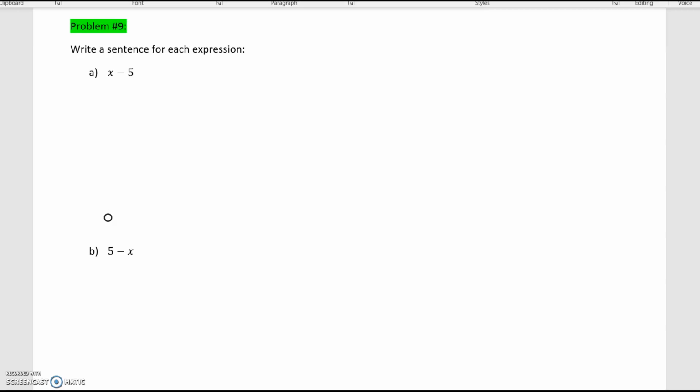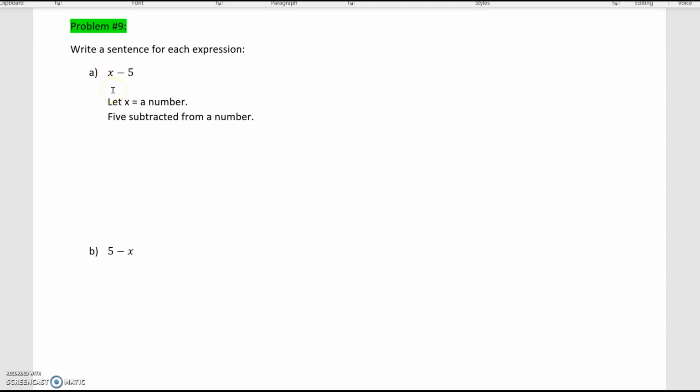Hi class, we need to take a look at problem 9. In problem 9, we have several expressions and they want us to write a sentence. Because you just have an expression, we typically declare the variable as being a number. In this case, one way to write this expression is 5 being subtracted from a number, or any sentence along those lines. So what I wrote here is 5 subtracted from a number.